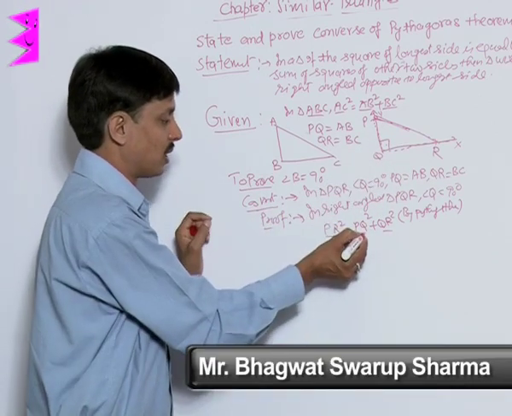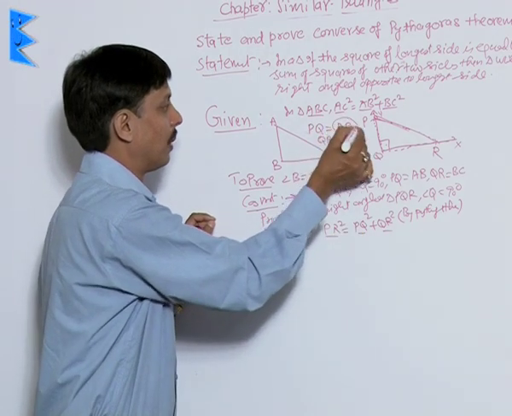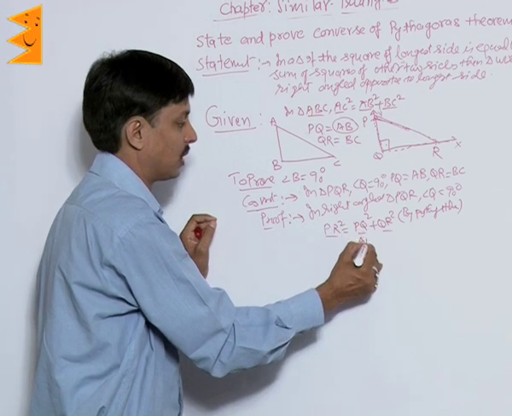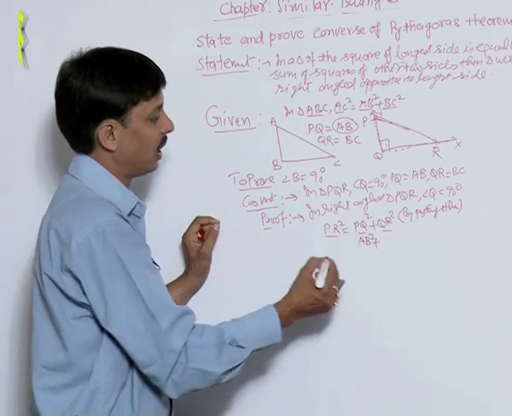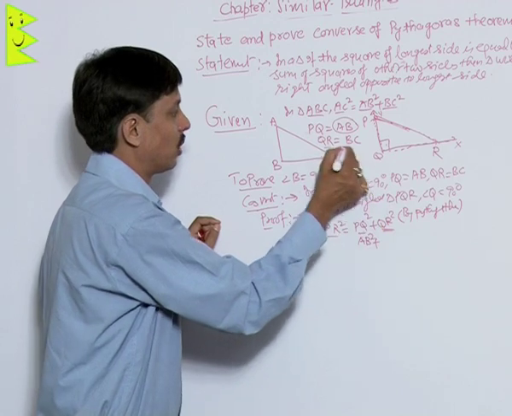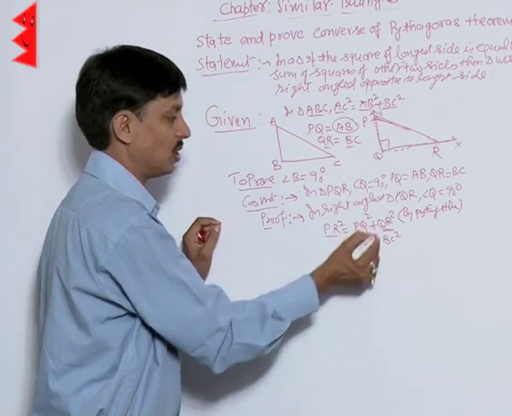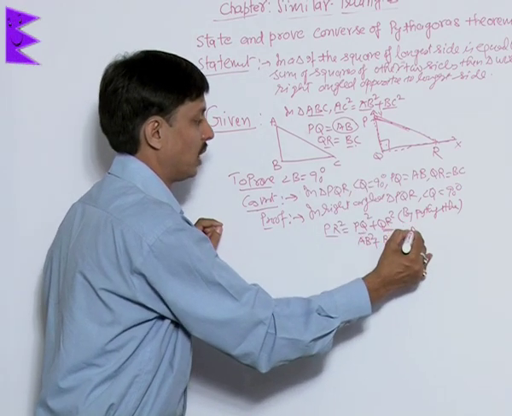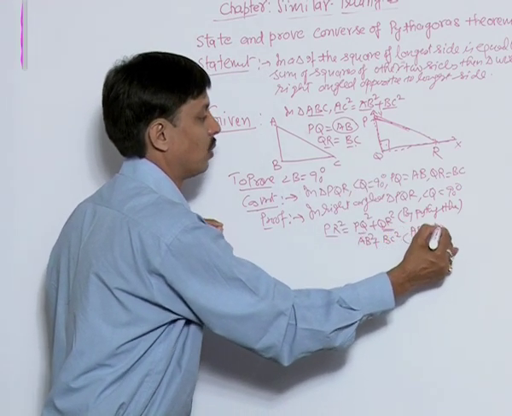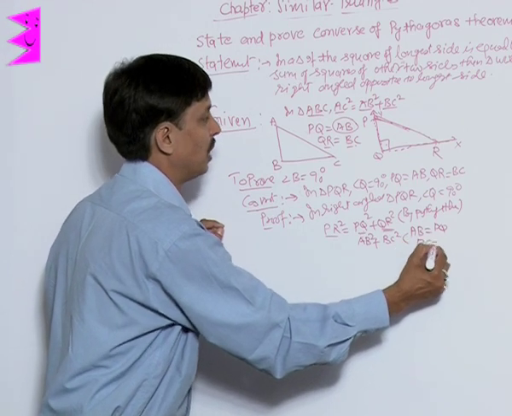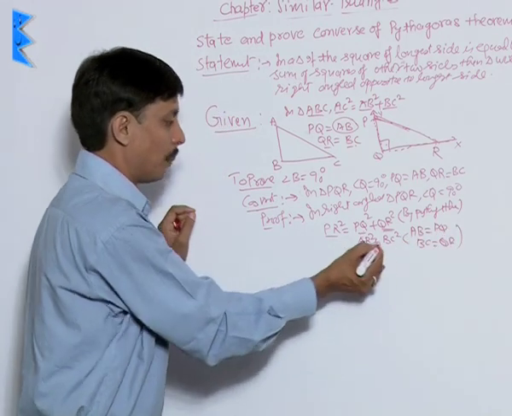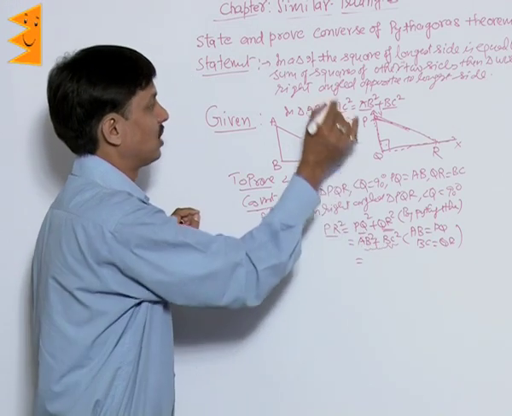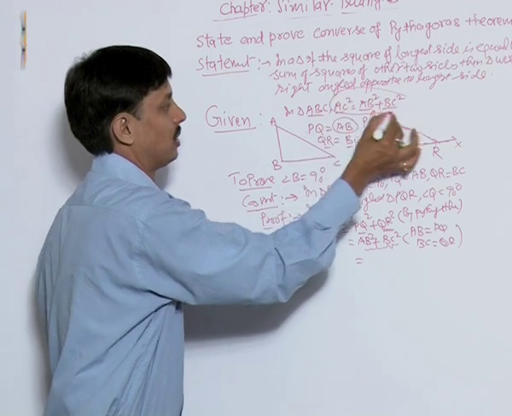Now in construction, PQ we have taken equal to AB. So if I connect these two results, in place of PQ I can say AB, and in place of the square, AB square. QR we have taken equal to BC, so this becomes BC square. What is the reason? Because in construction AB has been taken equal to PQ and BC has been taken equal to QR. But this sum AB square plus BC square is given to us as equal to AC square.